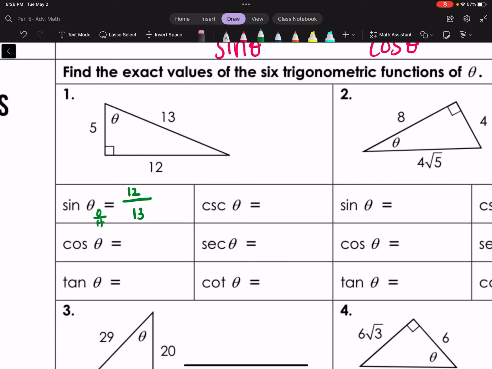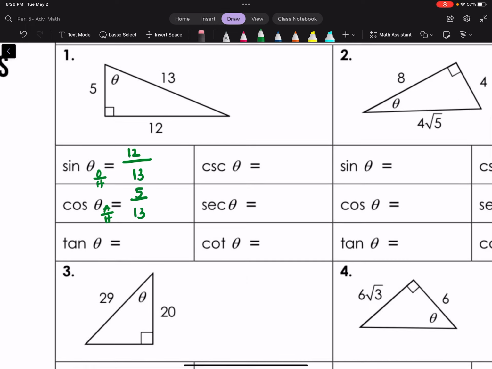Cosine of theta. I look at my angle theta, and I have to do adjacent over hypotenuse. So my adjacent side would be 5. My hypotenuse would be 13. So this ratio would be 5 over 13. If these fractions could have been simplified, we would have had to simplify them. But in this question, nothing can be simplified, so I just leave it like that.